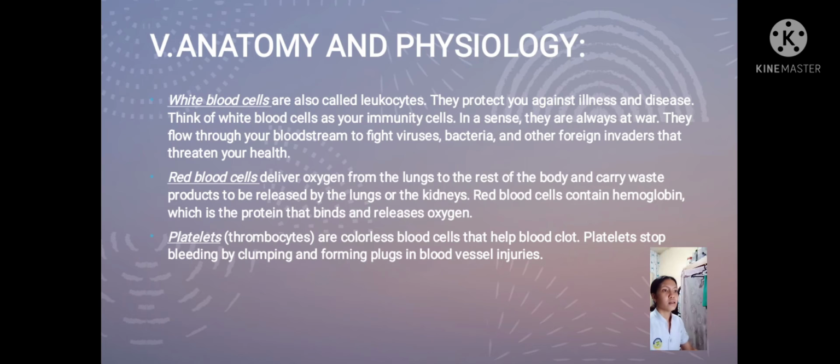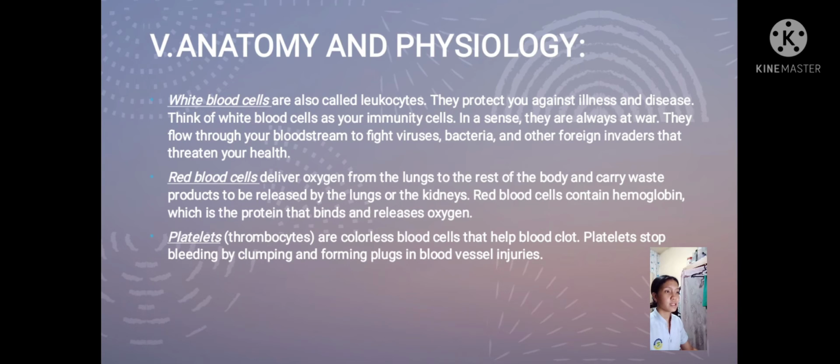Next is the white blood cell, also called leukocytes. They protect you against illness and disease. Think of white blood cells as your immunity cells. In a sense, they are always at war. They flow through your bloodstream to fight viruses, bacteria, and other foreign invaders that threaten your health.